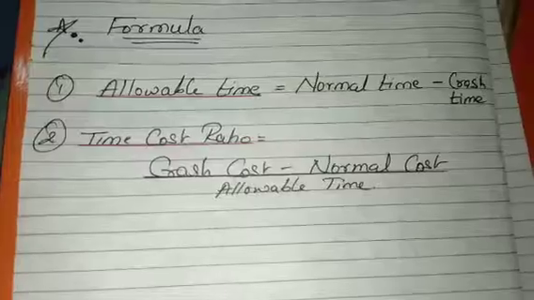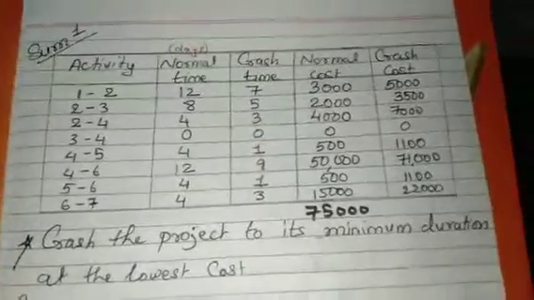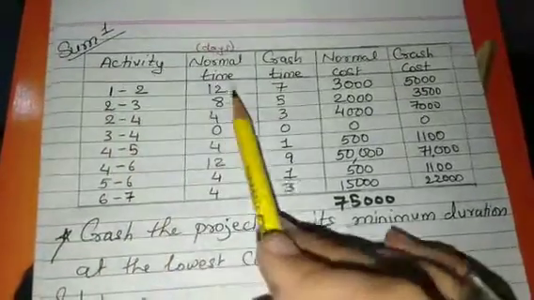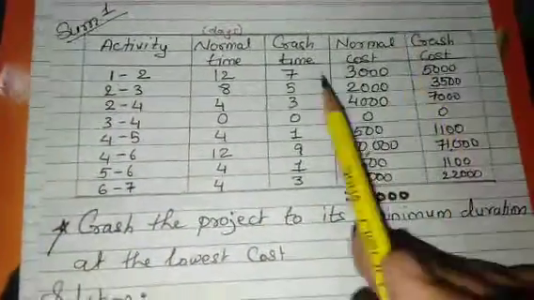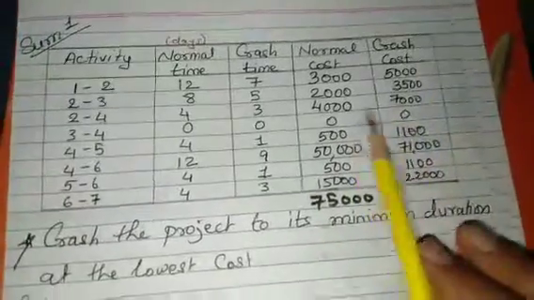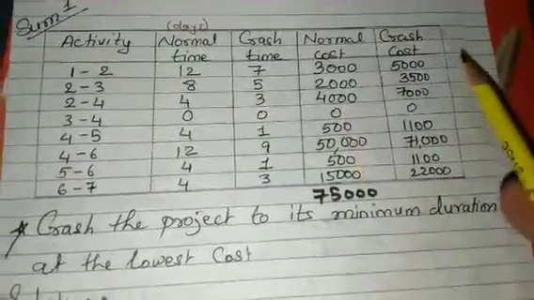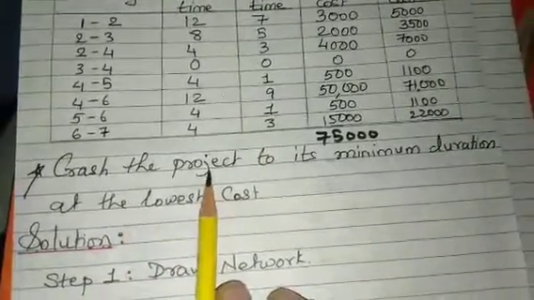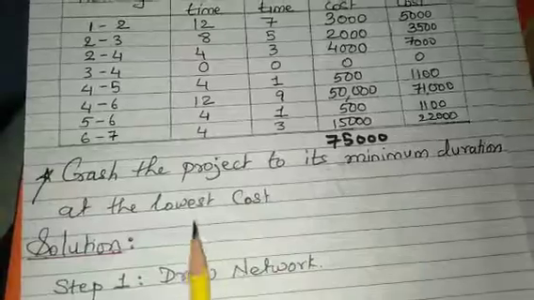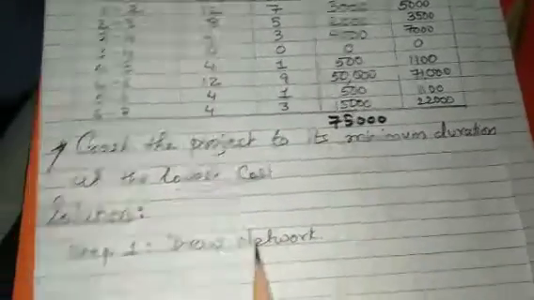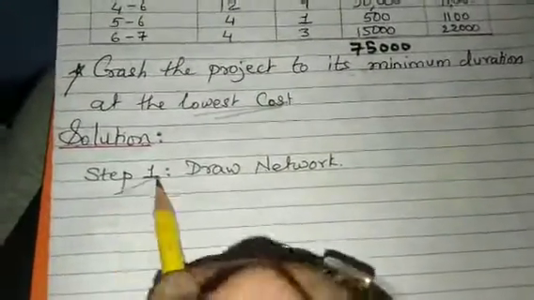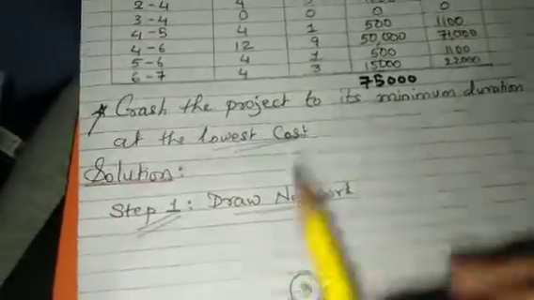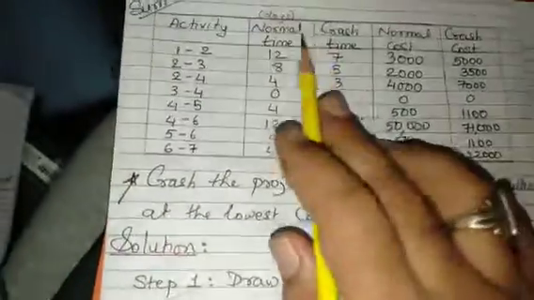Now we will see one small sum. So this is the question. We have been given different activities, the normal time, the crash time, the normal cost and the crash cost. The additional requirement is that we have to crash the project to its minimum duration at the lowest cost. So the first step of the solution is to draw the network as it is and write the normal time.